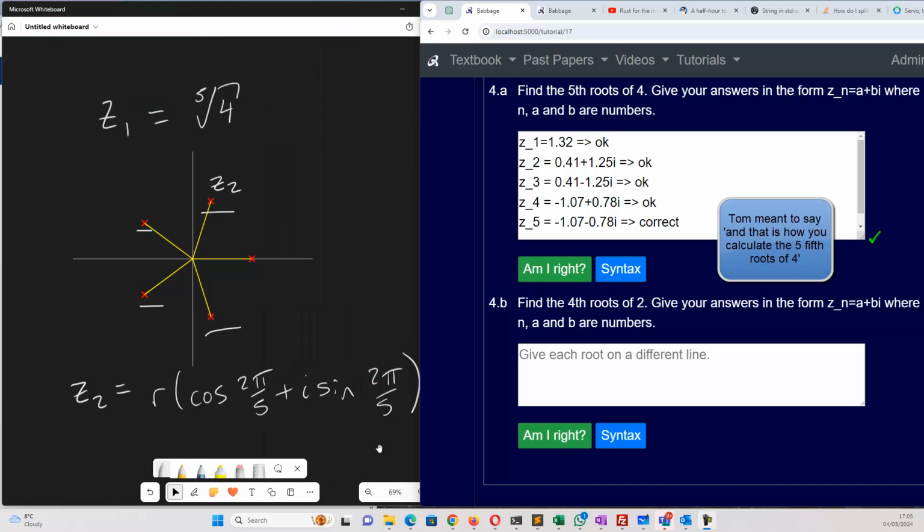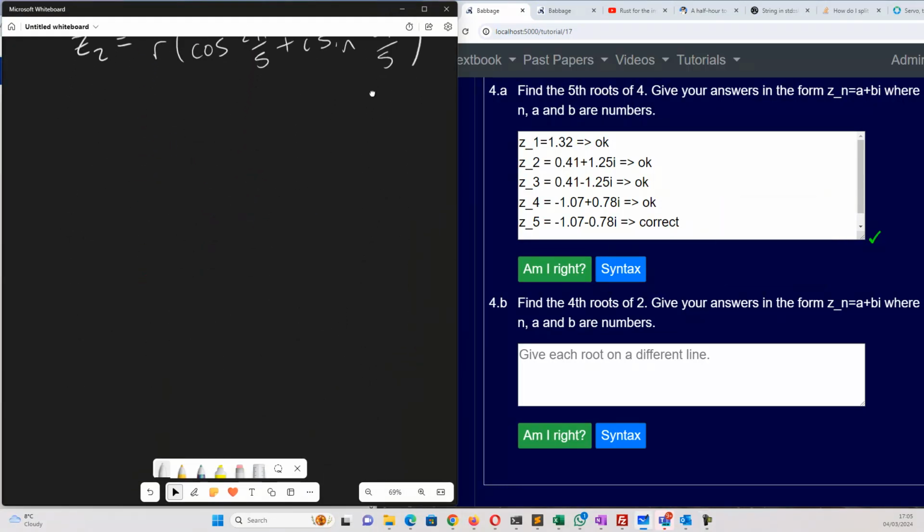Question 4b, find the 4 roots of 2. So let's move that out of the way. I've got a diagram of that, so let's paste that in. So the 4 roots of 2. So we've got 2 real roots here, and we've got 2 imaginary roots here and here. There are no complex roots, just 2 real and 2 imaginary.